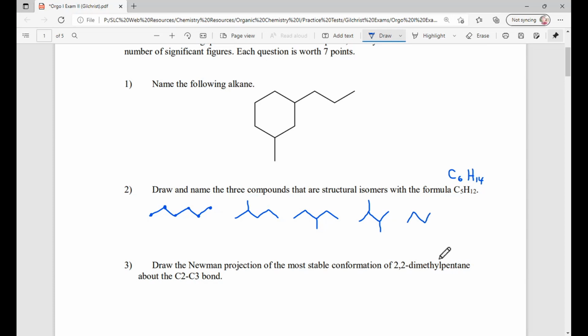What if you put a double bond somewhere? A double bond will reduce the number of hydrogens. So a double bond is not what I want to do. That'll actually change the structure.